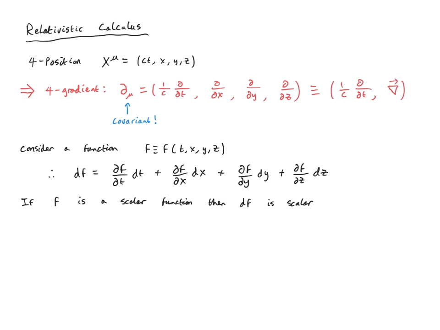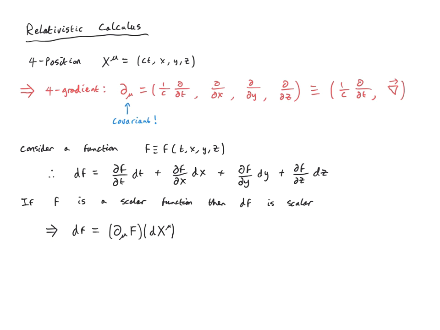If f is a scalar function, then obviously df must also be scalar. That means that I should be able to write it in terms of a contraction of a covariant 4 vector and a contravariant 4 vector. Here we have a total differential for our 4 position, dx mu, which is of contravariant type, and the covariant 4 gradient of our function f. Since we have a repeated index mu here, one lower and one upper, we have implicitly the Einstein summation convention, which means we contract this and obtain a scalar.